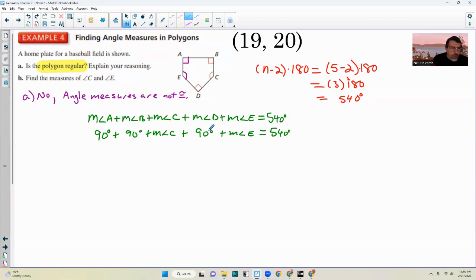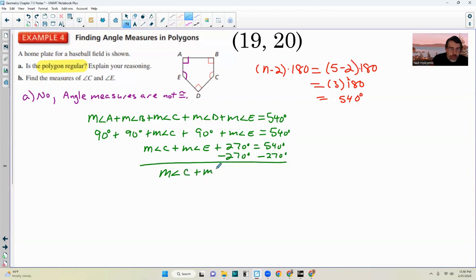So I have 1, 2, 3 90-degree angles. 9 times 3 is 27, so 90 times 3 is 270. So the measure of angle C plus the measure of angle E plus 270 degrees equals 540 degrees. Subtract 270 degrees from both sides. And I'm going to get the measure of angle C plus the measure of angle E equals 270 degrees, because 540 minus 270 is 270.